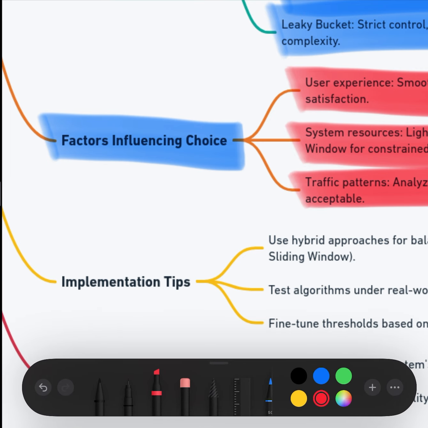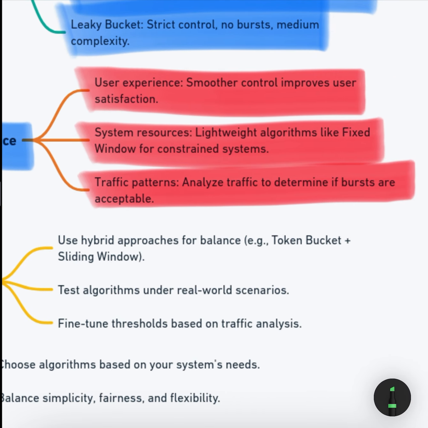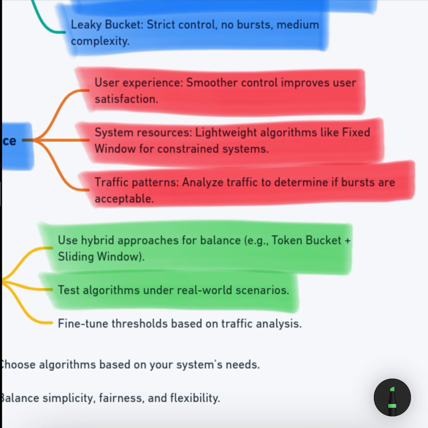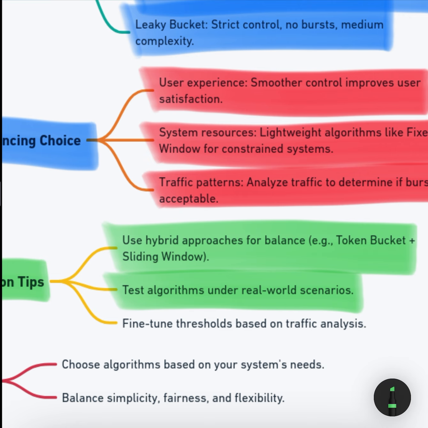5. Practical implementation tips. Hybrid approaches: combine algorithms to balance simplicity and flexibility, e.g., a token bucket for bursts plus a sliding window for fairness. Testing: simulate real-world traffic scenarios to evaluate how your chosen algorithm performs under load. Adjust thresholds: periodically fine-tune thresholds, e.g., request limits, window sizes, based on traffic analysis.